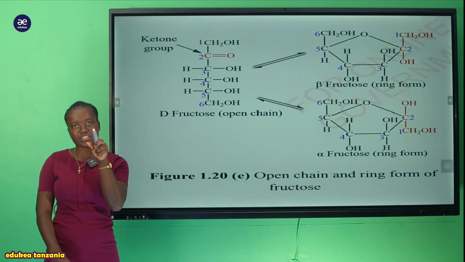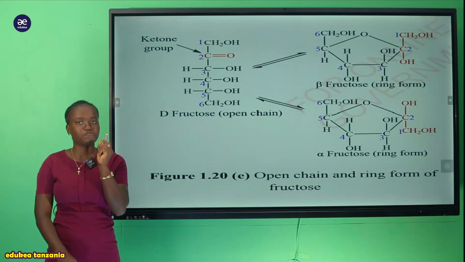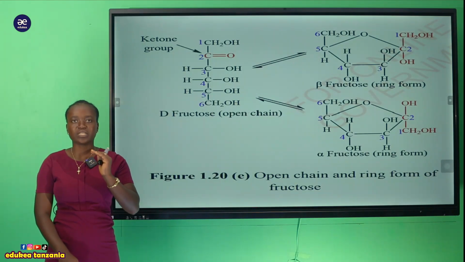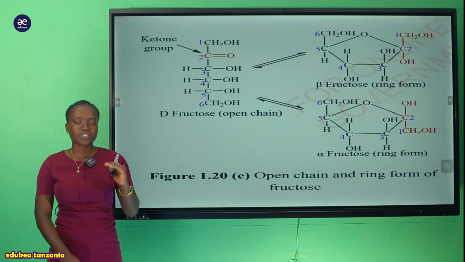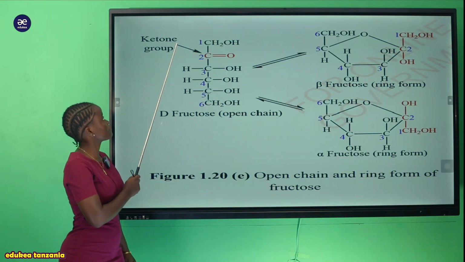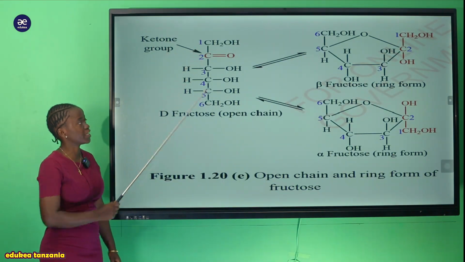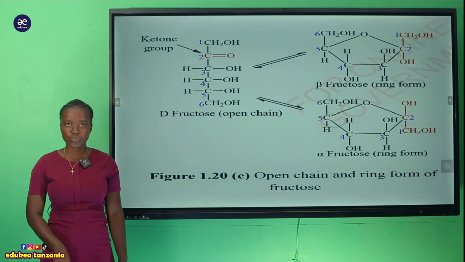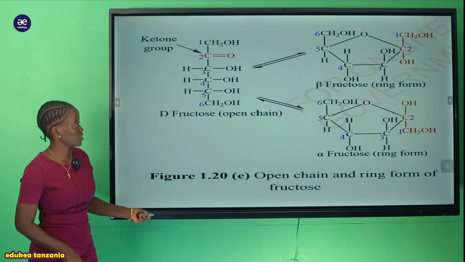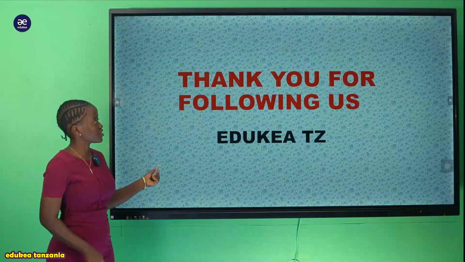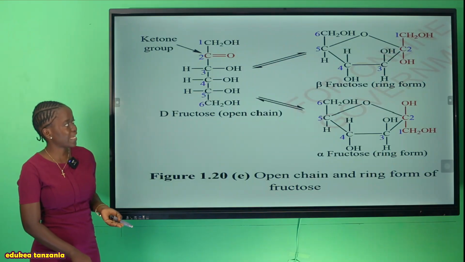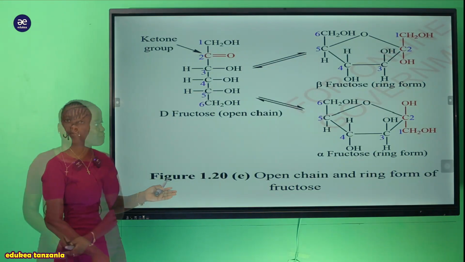But the big difference between fructose, galactose and glucose is due to the presence of the ketone group which is found in carbon number 2. And that is all about the structure now. So now my student, you can see I was just to explain the difference between the fructose.